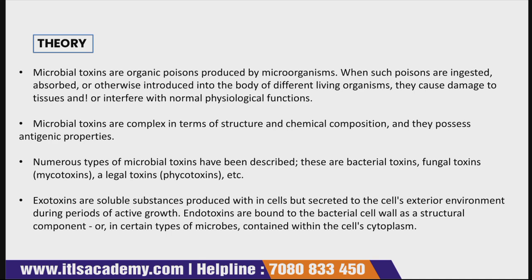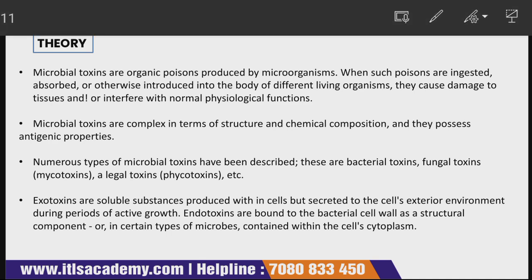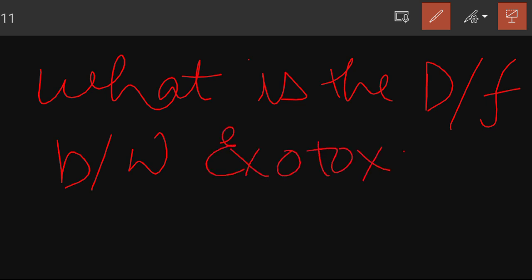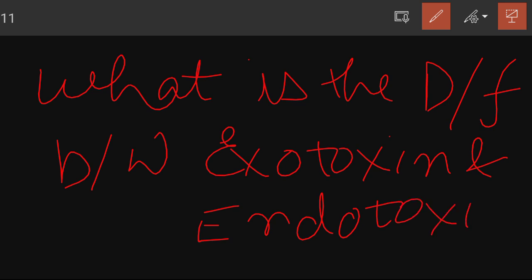Again, if you want, you can search on Google for the difference between exotoxin and endotoxin, or note down the differences I have told. Okay, so again I am telling you, you can note it down somewhere.